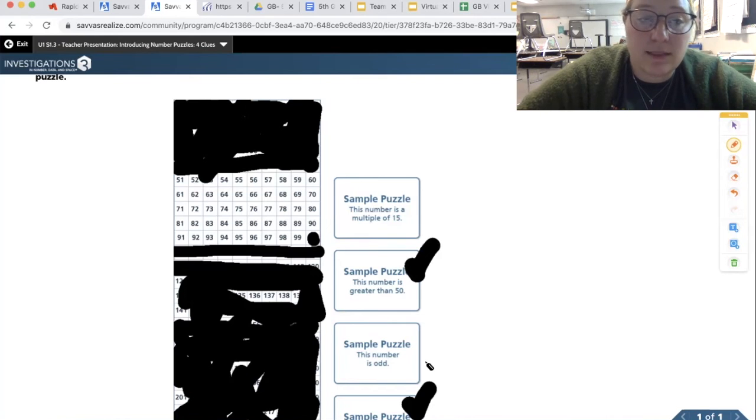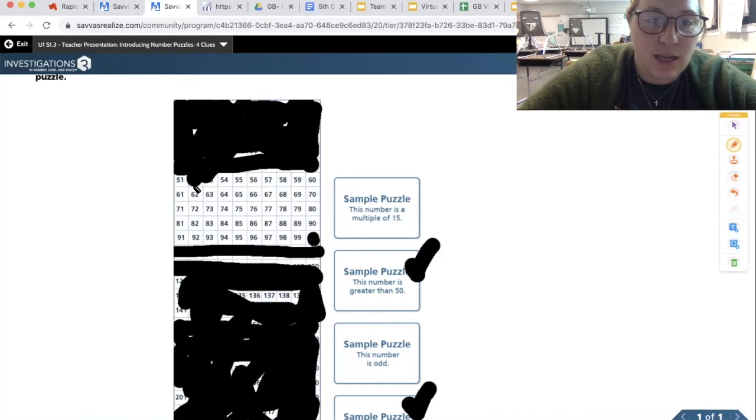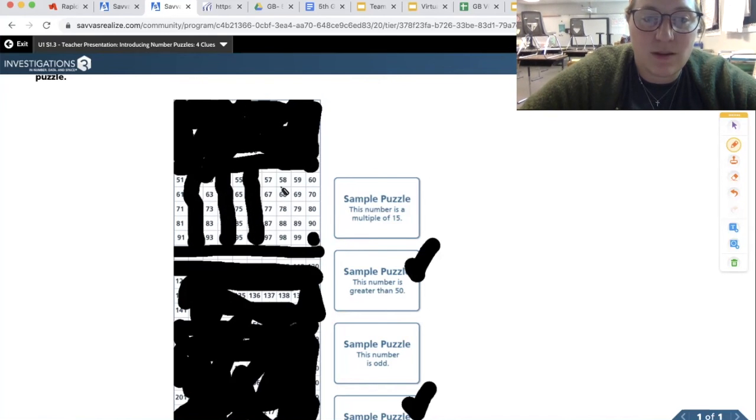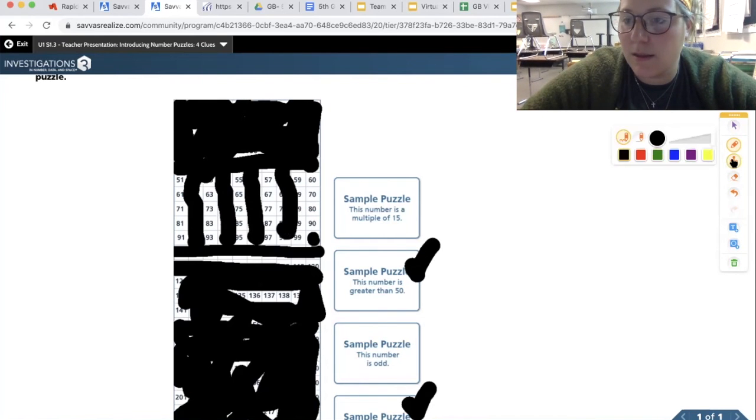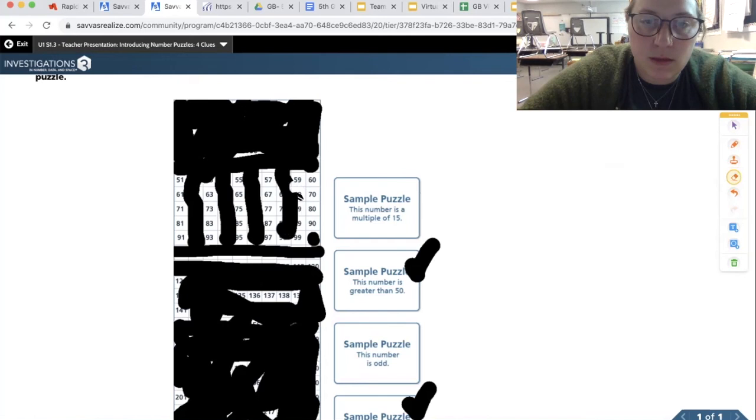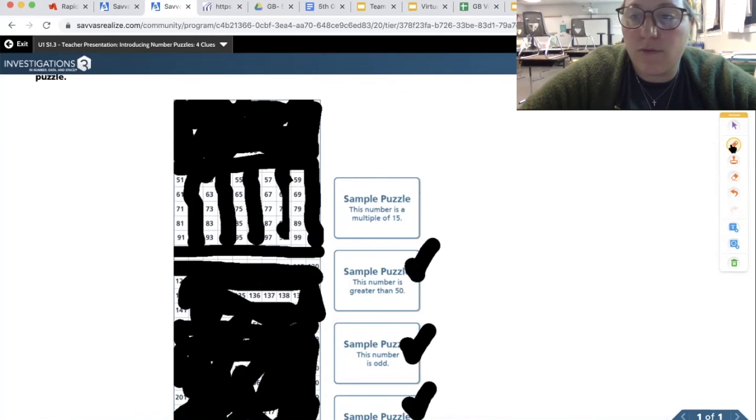This number is odd. So I could eliminate all of the evens: 2, 4, 6, 8, 10. So anything with a 2 in the ones, anything with a 4 in the ones, anything with a 6 in the ones, 8 in the ones, and the 0 in the ones for our 10s. Okay, that is completed.